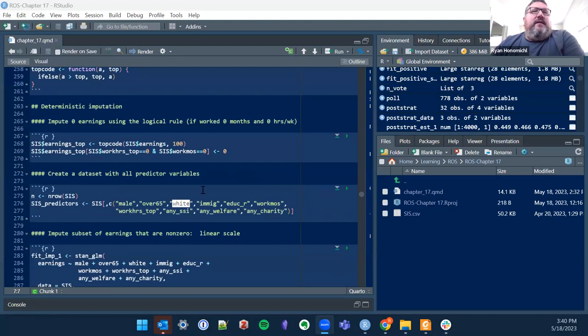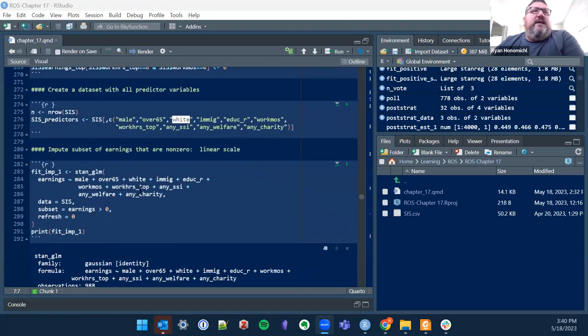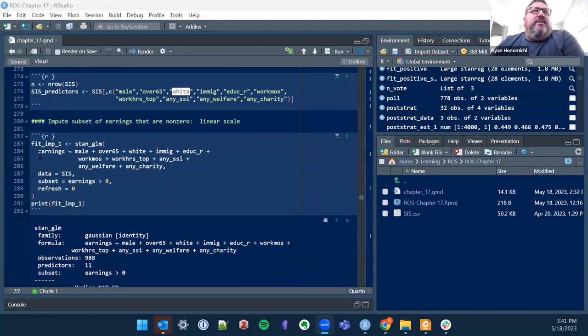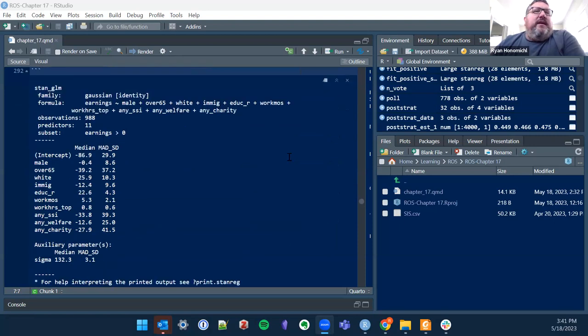And then we can create a database of this and impute a subset of earnings that are non-zero and on the linear scale. So we're only looking at earnings that are above zero, and we're using their gender, their age, their race, immigration status, all these things to try to predict what their earnings would be.